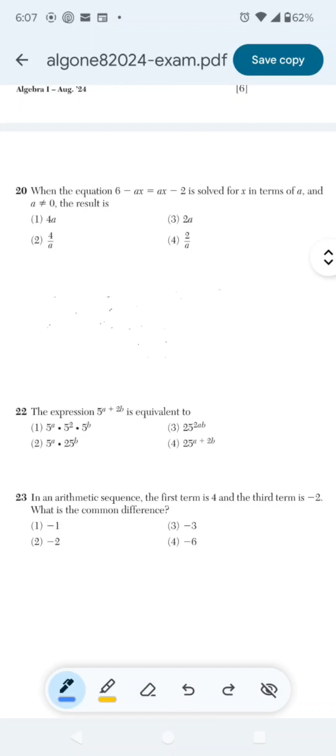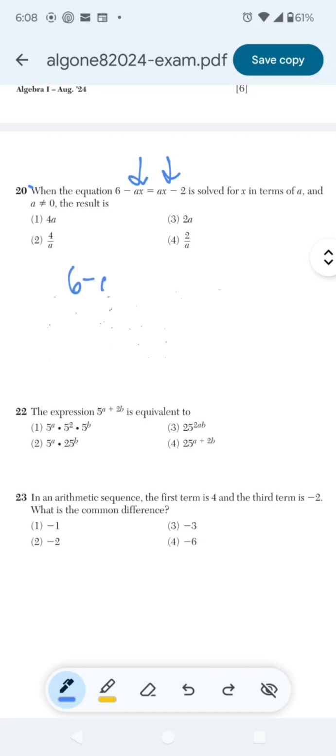Next one. All right, for number 20, it says when the equation 6 minus 8x equals ax minus 2 is solved for x in terms of a and a does not equal 0, what's the result? Remember, what does it mean that we solve for x? We're going to isolate x. We're looking for x is equal to something. In terms of a just means that the a is going to stay there. We don't have a number to substitute in for it. So all we're doing is getting x alone on one side of the equation by itself. Let's go ahead and set up and see if we can do that.